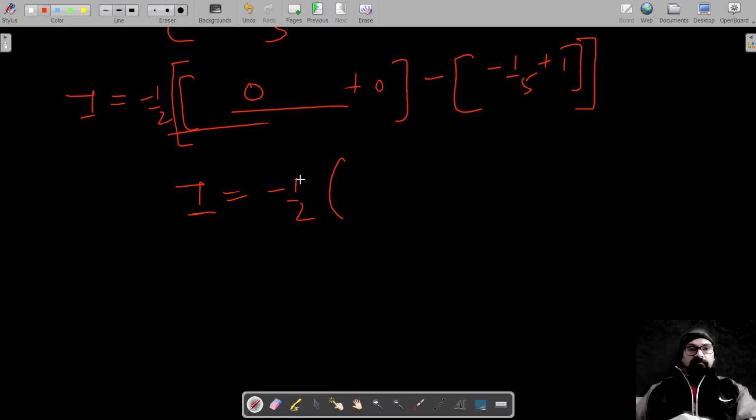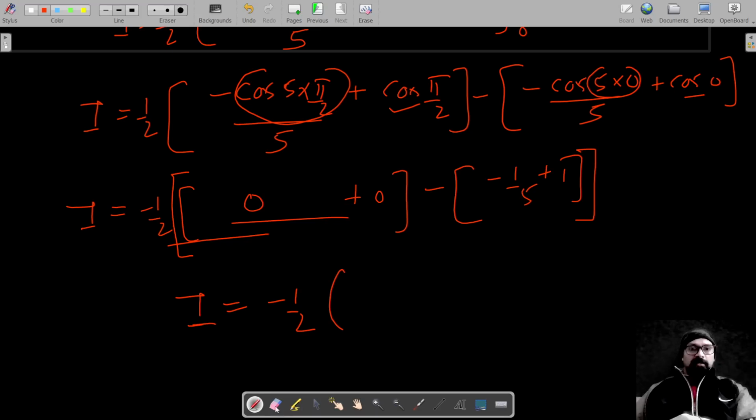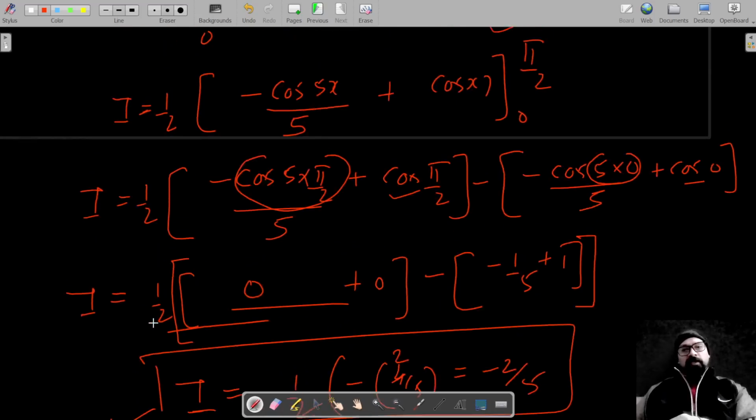becomes, this is not negative, this is actually positive. So this is negative and negative 1 by 5 plus 1 is 4 by 5. So 2 2s is 4 and our answer is negative 2 by 5. So the given integral's value is negative 2 by 5.